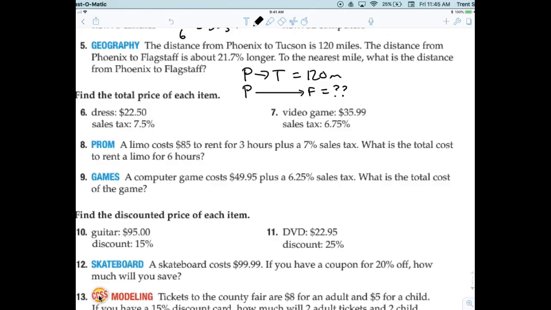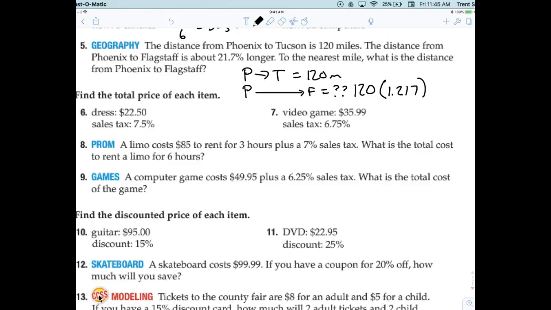You do 120 miles times 1.217. Now, listen to me. That is excellent work, which means you actually learned what I asked you last year. Because we're not asking for the difference, correct? We're asking in the 100% plus the what? The 21.7%, which is 121.7%, which is the same as 1.217.